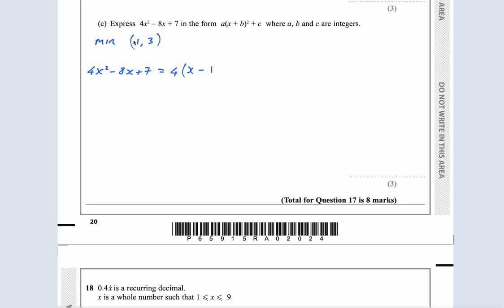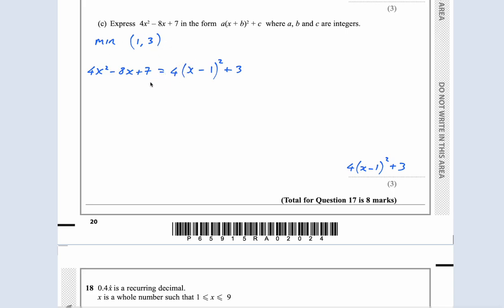If this is minus 1, then it's x plus 1, but it's just minus whatever that thing is there, squared, and then plus 3. So that's it. That's the answer. It's 4 times (x minus 1) squared plus 3. Done. I'll show you the other way to do it, just so you know how, but you would get full marks for that in this question.